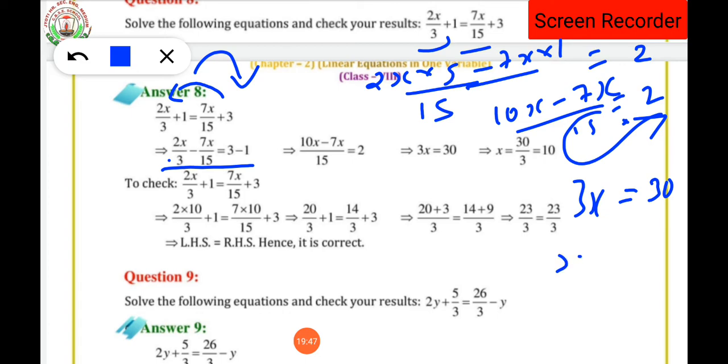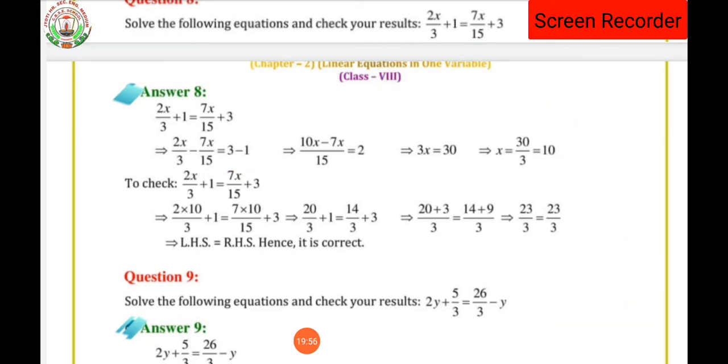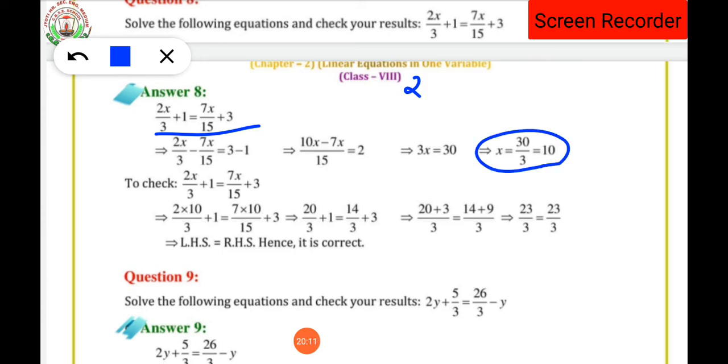Now x is equals to 30 divided by 3. So x is equals to 10, as 3 ones are 3 and 3 tens are 30, that's why. Clear? Now after getting the value of x is equals to 10, we have to substitute it. For substituting, it's very simple. In place of x we have to substitute. So what is the value of x we are having? 10 we are having, isn't it?